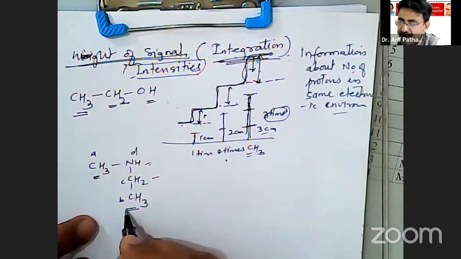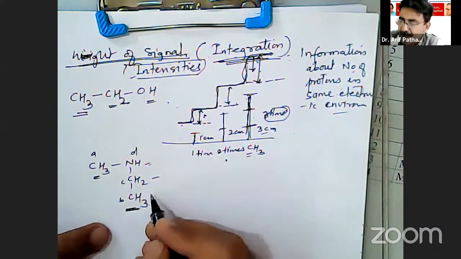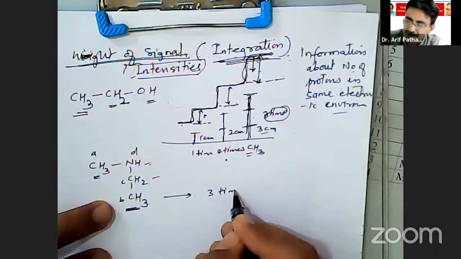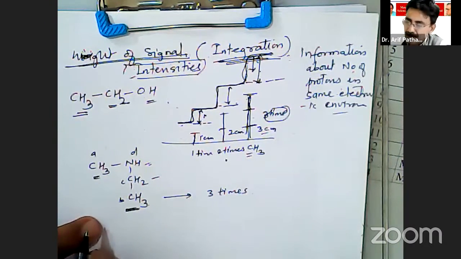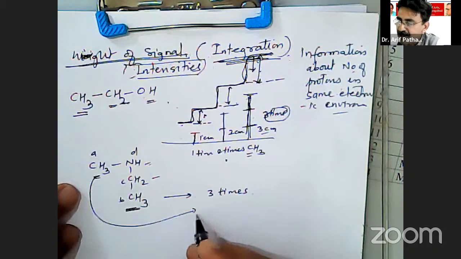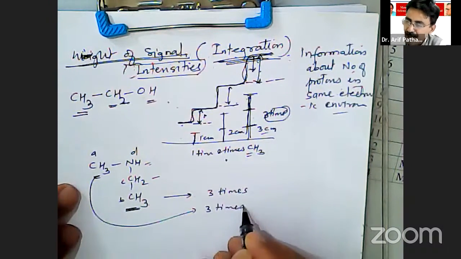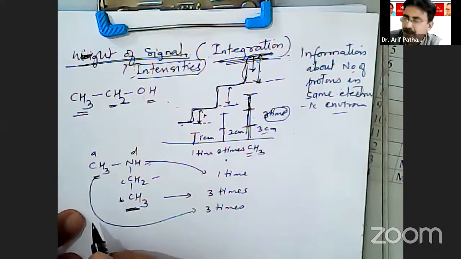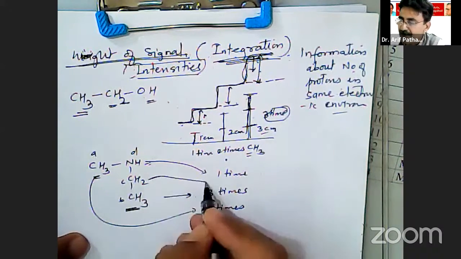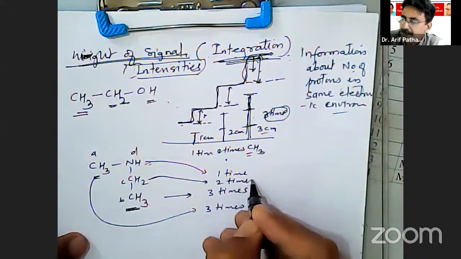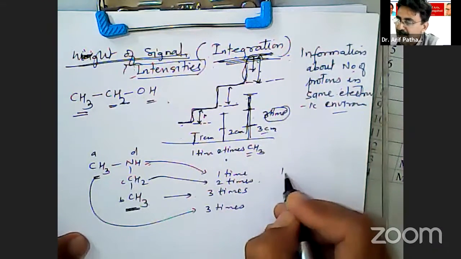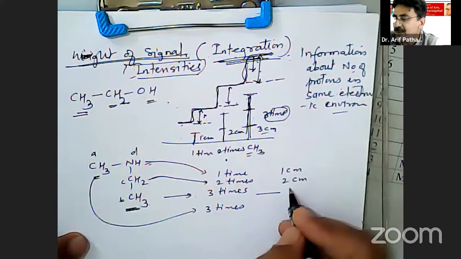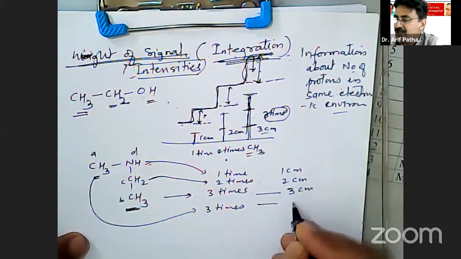Now the heights, the intensities, will be: for CH3, 3 times. For another CH3, 3 times. For NH, 1 time. And for CH2, it will be 2 times. Means suppose it is 1 centimeter, then it will be 2 centimeters for CH2. For CH3, it will be 3 centimeters, and it will be 3 centimeters.